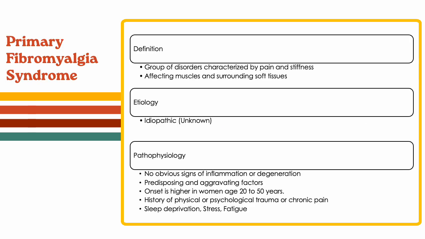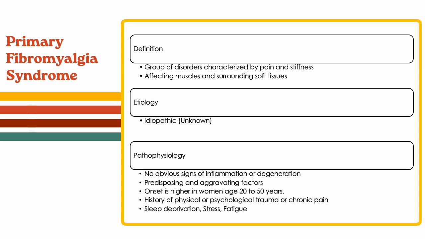This is primary fibromyalgia syndrome, and this is a group of disorders characterized by generalized pain and stiffness, and it can affect the muscles and surrounding tissues. As far as the etiology, we have no idea as to why it occurs. In some people, it can be secondary to a disease process, but again, the original thought is that it is unknown. Pathophysiology is that you don't have any obvious signs of inflammation or degeneration, which makes it hard to diagnose.